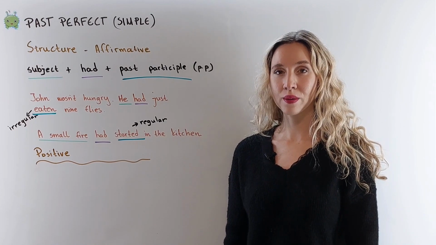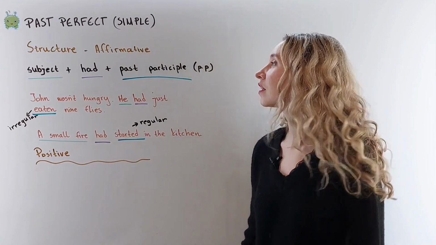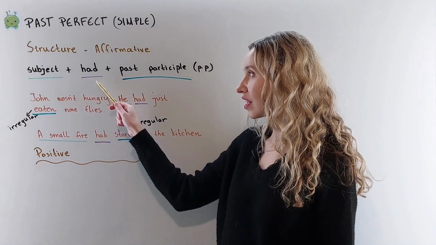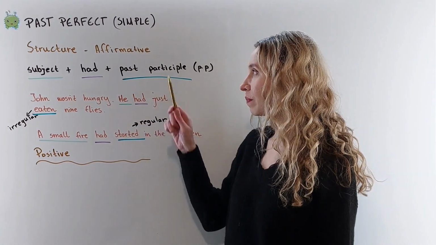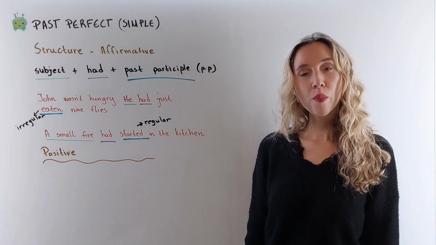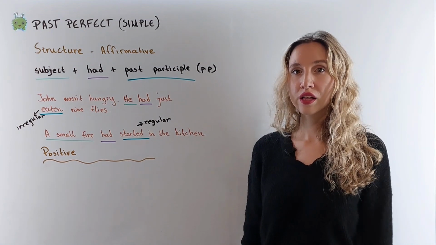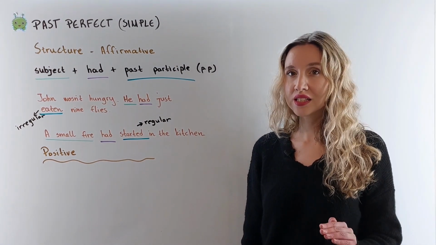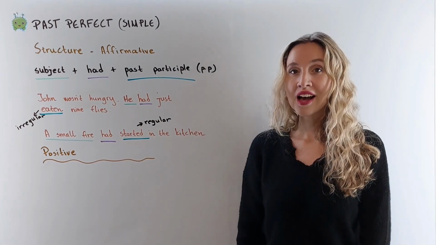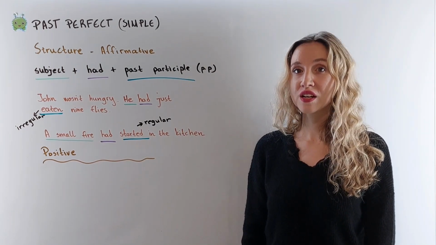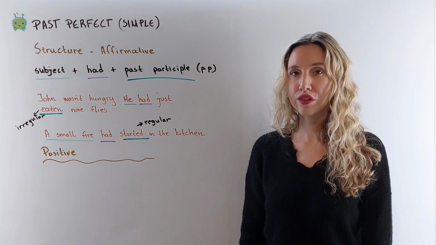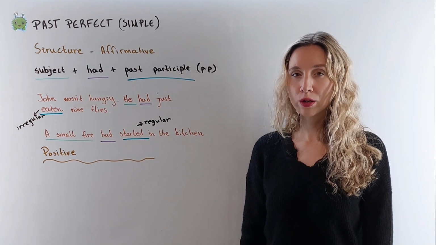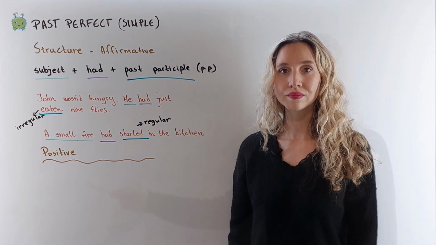Let's start with the correct structure in affirmative. We have the subject, the auxiliary verb had, and the past participle. The past participle of regular verbs is formed if you add ed to the base form of the verb, and the past participle of the irregular verbs is the third column of your irregular verbs list.